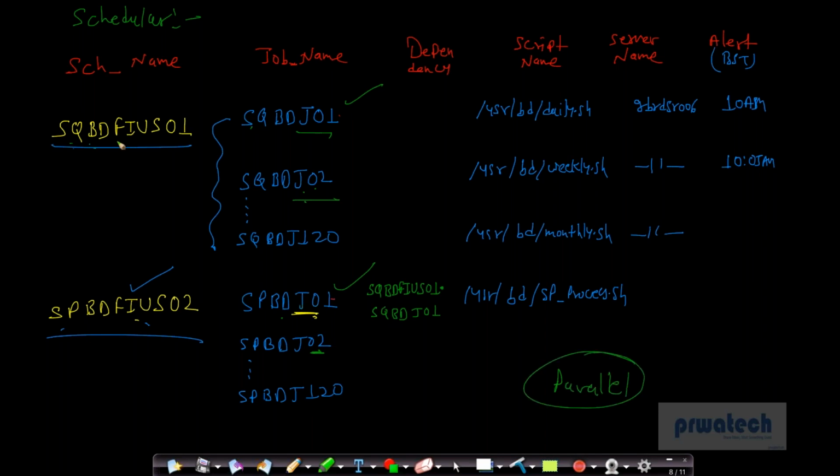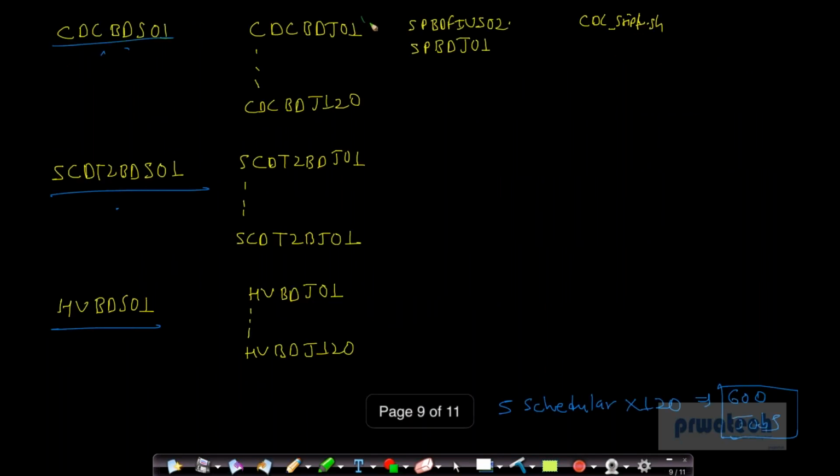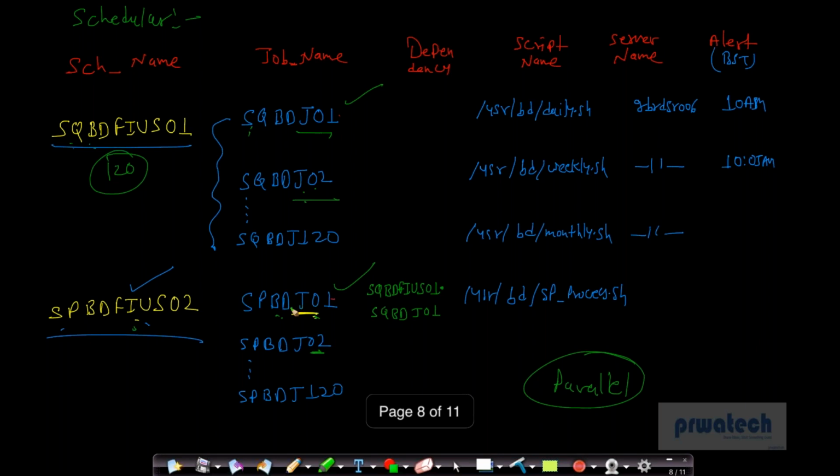Because if I'm saying only when all 120 are completely done it will start, then it's a sequential business. It's running one by one. So if this is done, this will start. If this is done also, then this will also start, because dependency is only with this job.